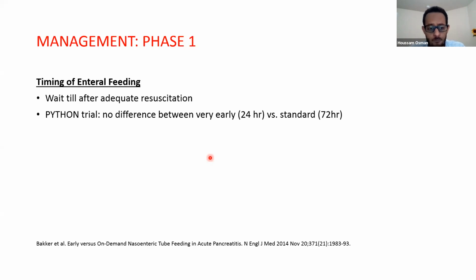There was a trial that was published in 2014 that showed no difference between early feeding within 24 hours versus standard, what we currently do, 72 hours from presentation.